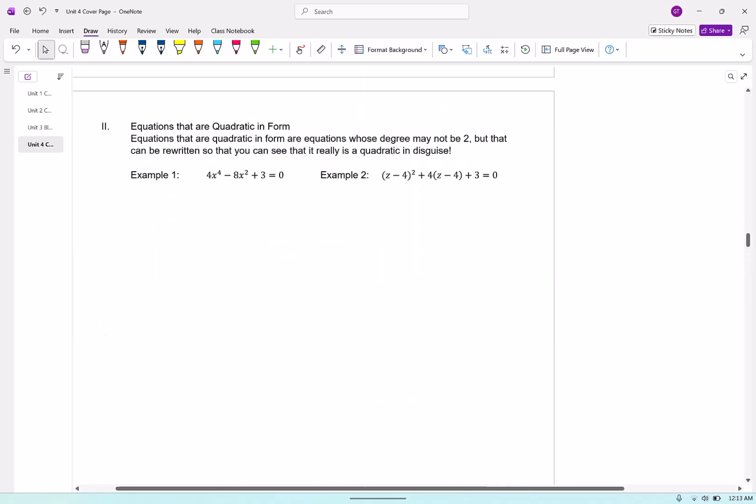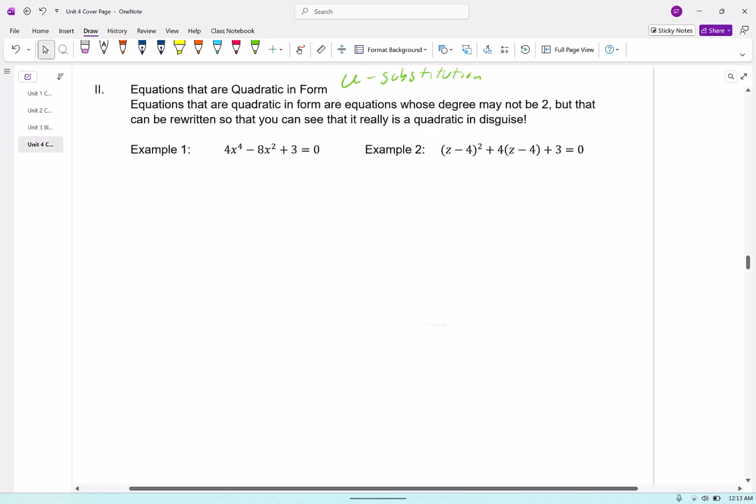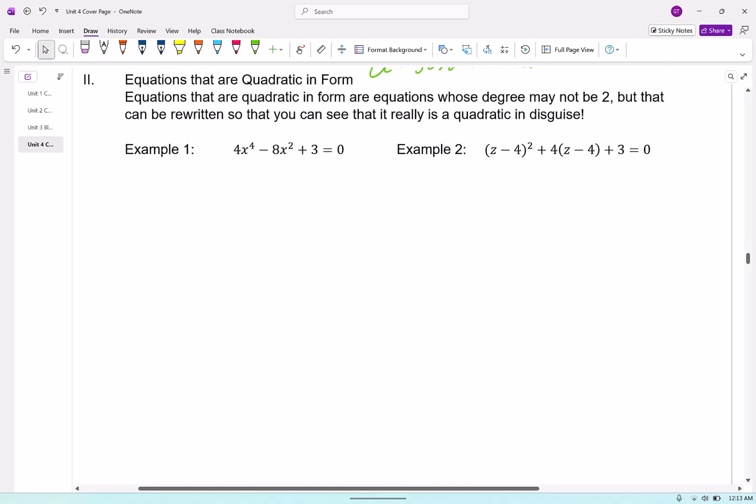All right. So this one, quadratics. They don't look like quadratics because they're kind of in disguise. And so we're going to use our u substitution again. What we're trying to do is pull something out to put it in that quadratic form of something squared times just x and just a number. So in this case, since I have x to the fourth and an x squared here, I can let u equal x squared.